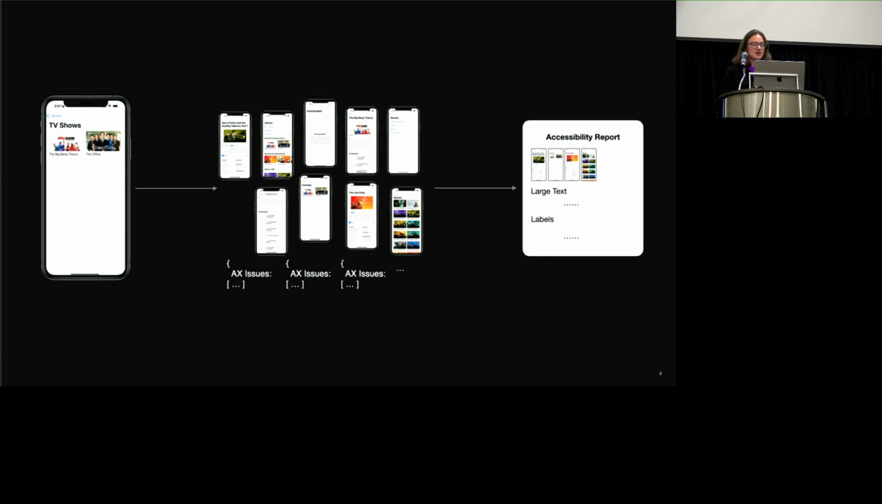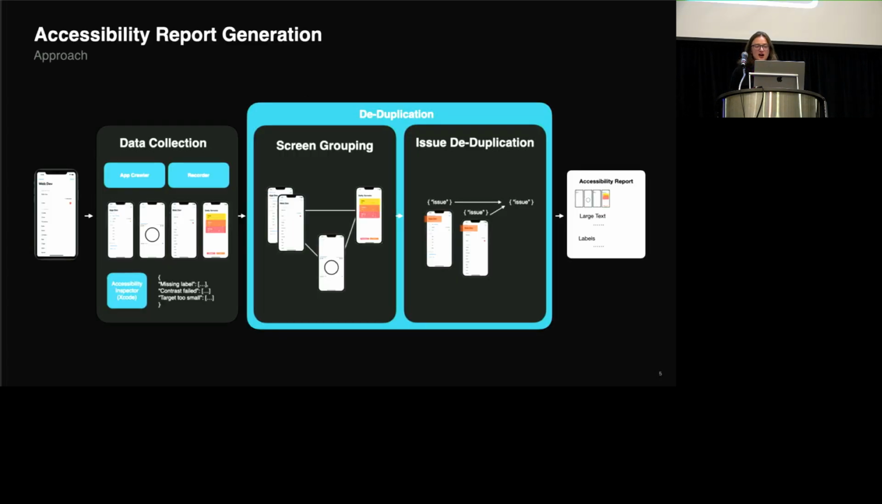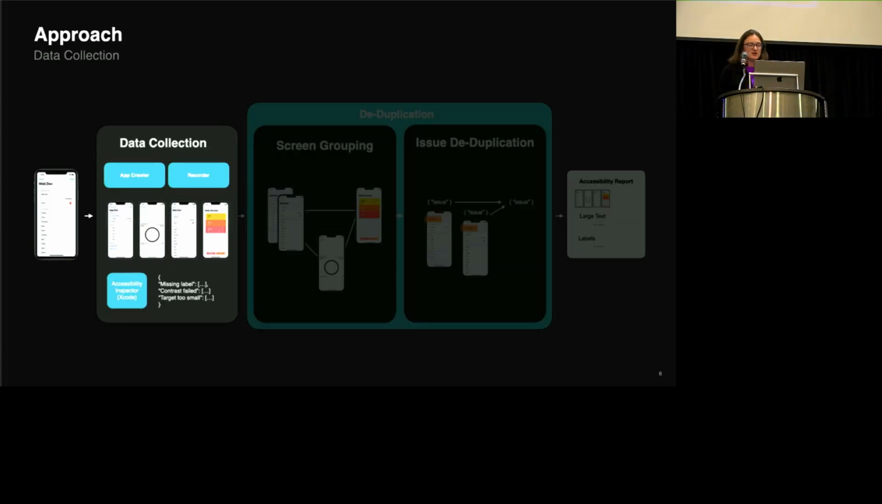So let's see how. Our system has two main stages. The first is capturing screenshots and accessibility audits on each screen using an automated app crawler, or you can also use a recording tool. And those accessibility audits come from a standard accessibility inspection tool, which is in Xcode, and that outputs a JSON file of all of the detected issues. For example, those could be things like missing accessibility labels, or UI elements that don't support dynamic type, and others.